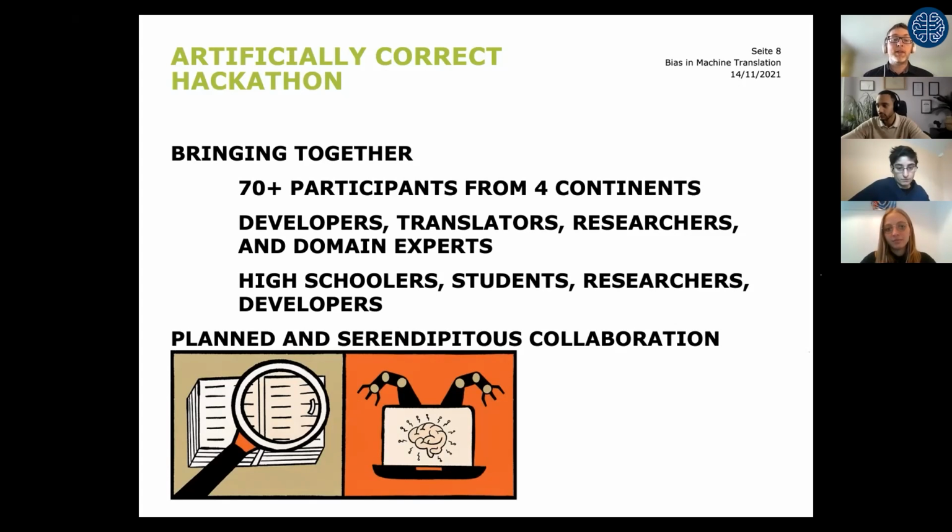Well, bringing this all together, about 70 participants from 4 continents were involved in the hackathon, bringing together developers, translators, researchers, domain experts. And we saw even high school students, so 16, 17-year-olds, all the way up to postdoctoral researchers and professional developers. And one of the things that for me as a member of the jury was very nice to see was structured teams that came together specifically for the hackathon, as well as completely serendipitous, never met before collaborations spawning and starting up.